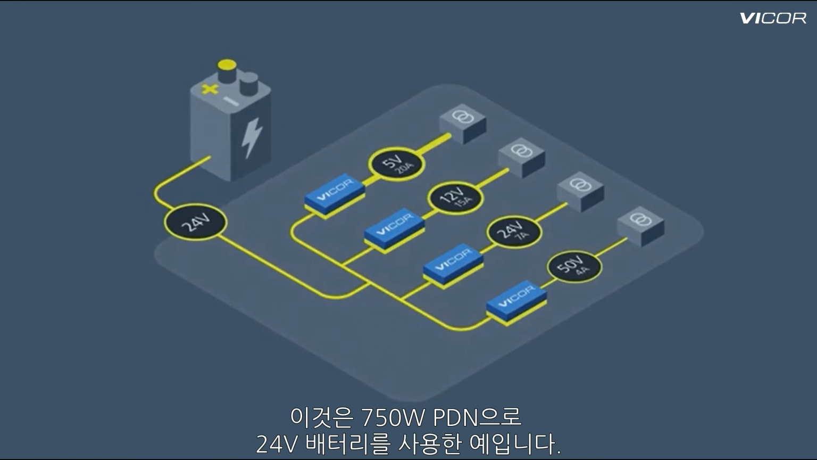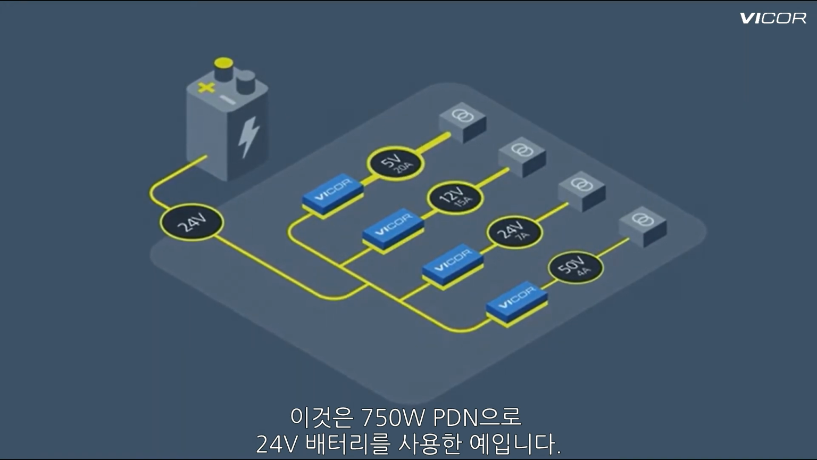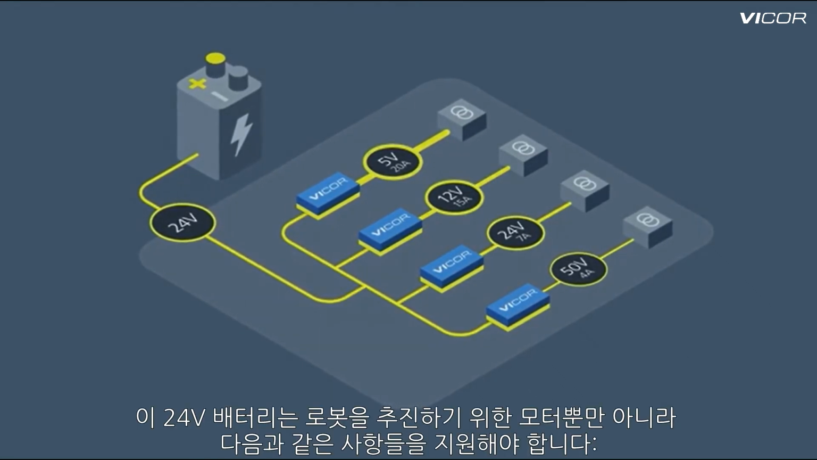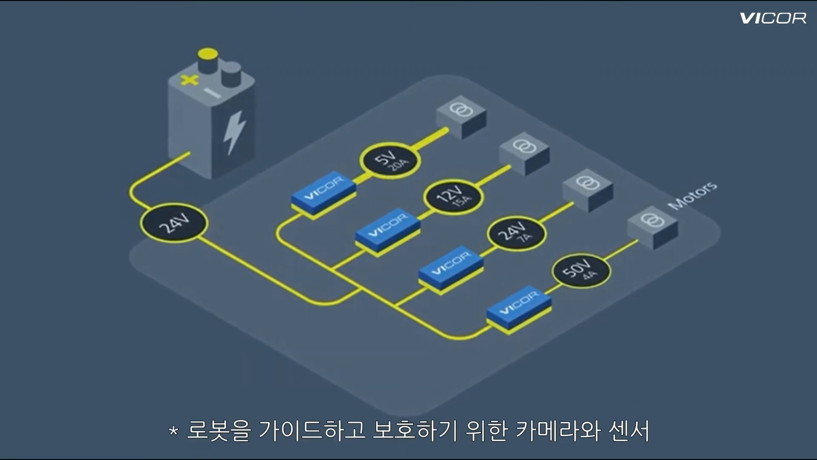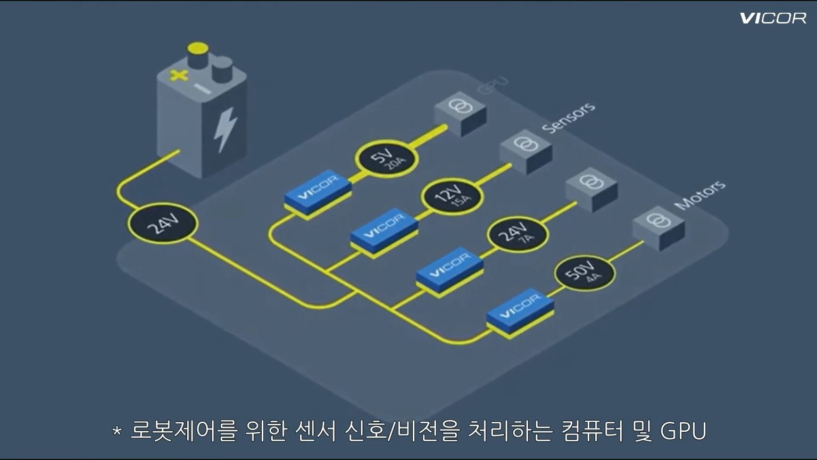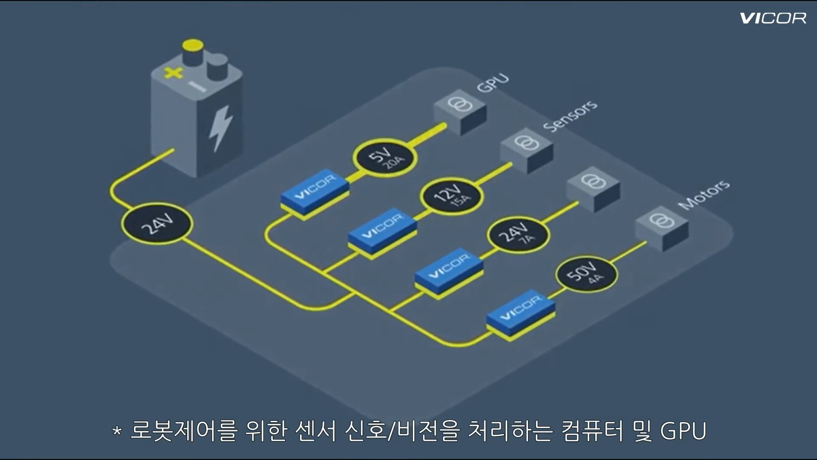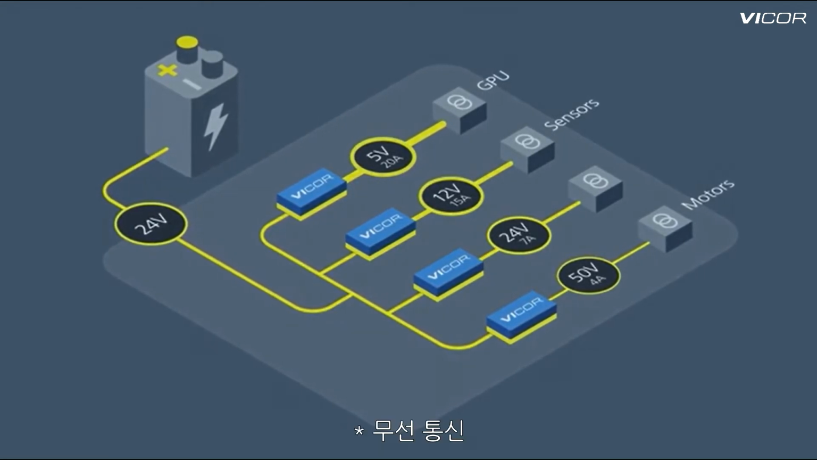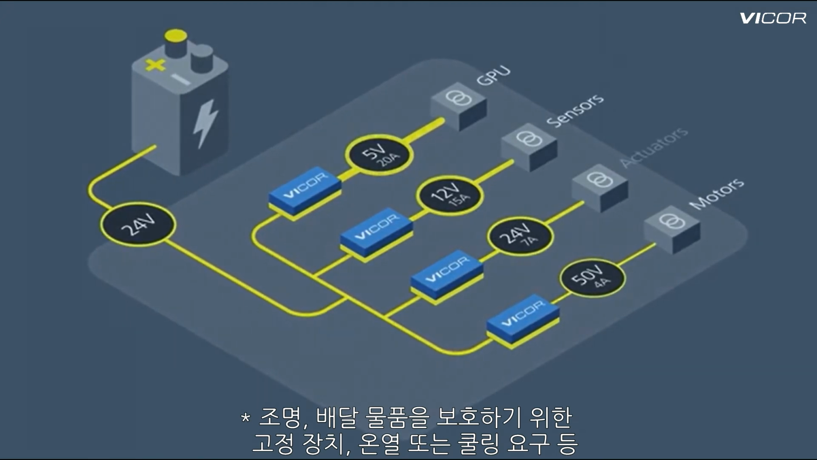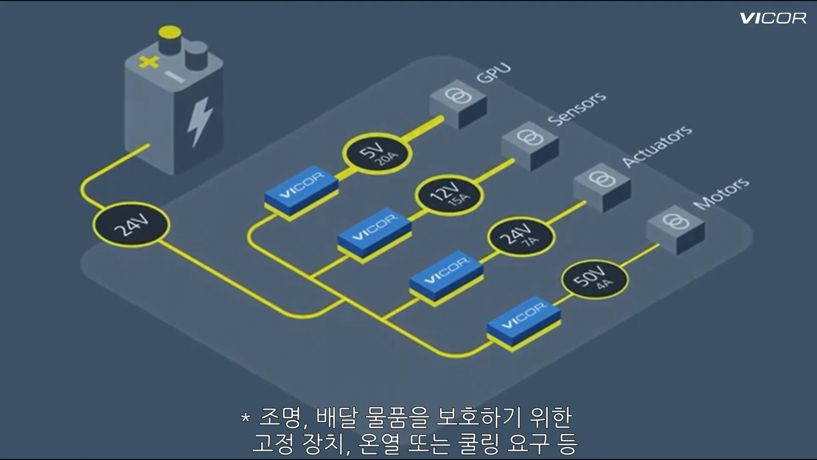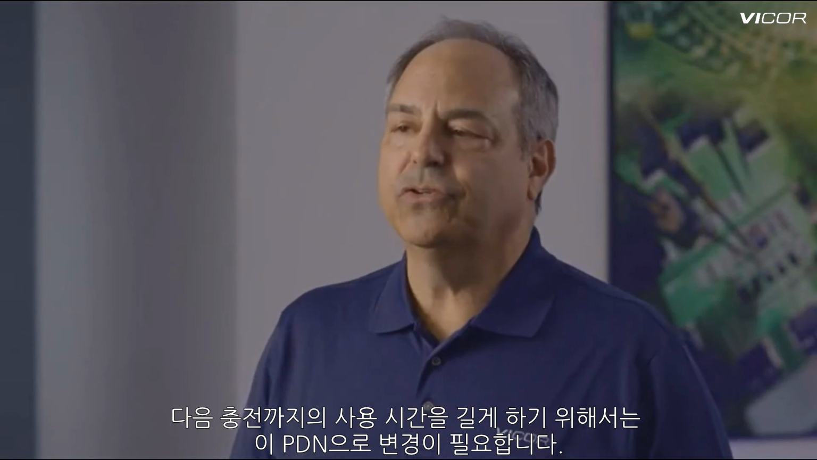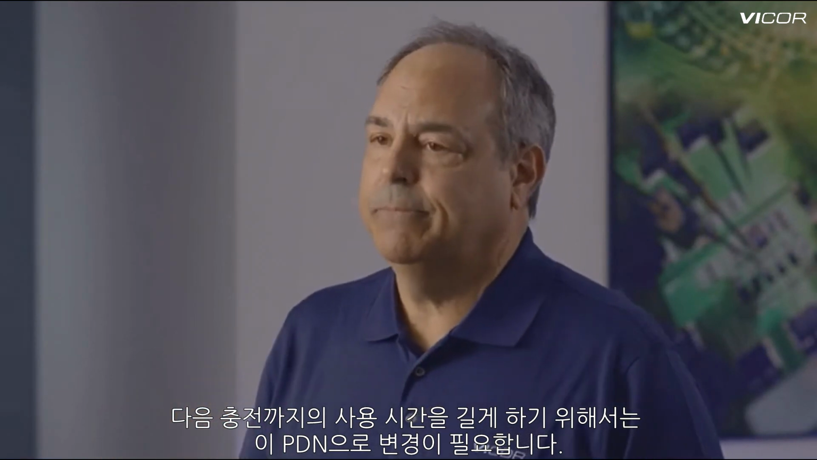Here's an example using a 24-volt battery and a 750-watt power delivery network. The 24-volt battery needs to support not only the motors that propel the robot, cameras and sensors to guide and protect the robot, a computer and GPU to process sensor signals, vision for control of the robot, wireless communications, lights, and other peripherals, such as the locking mechanisms to protect the packages, doors, plus heating or cooling requirements of the payload. If your robot needed more runtime between charges, the PDN needs to adapt.